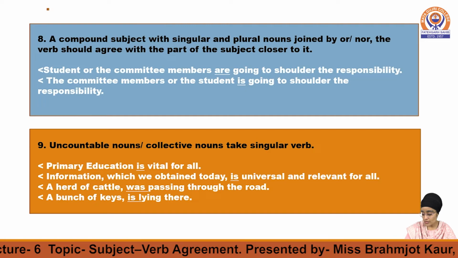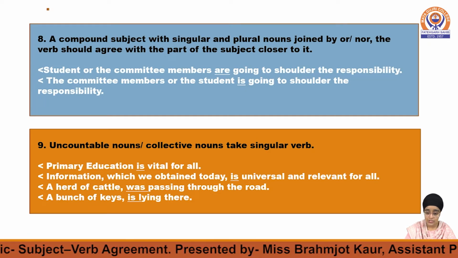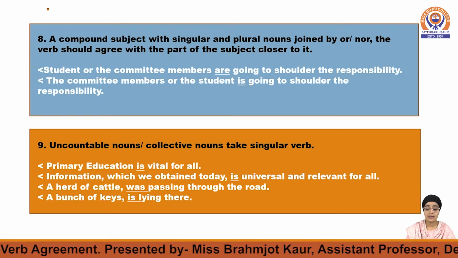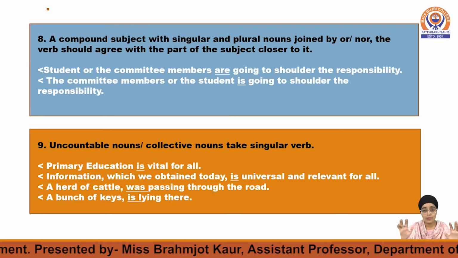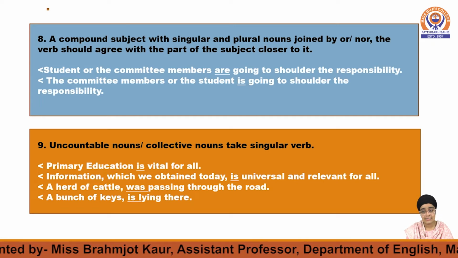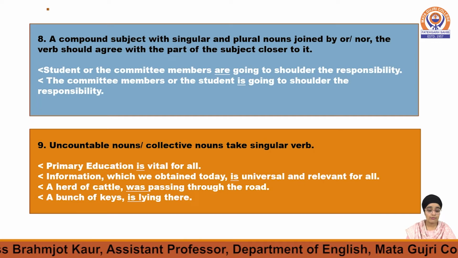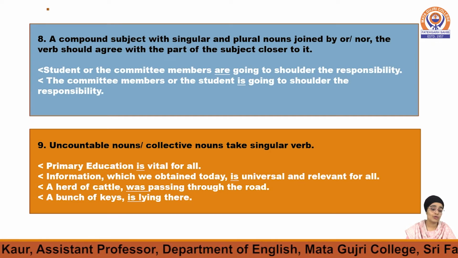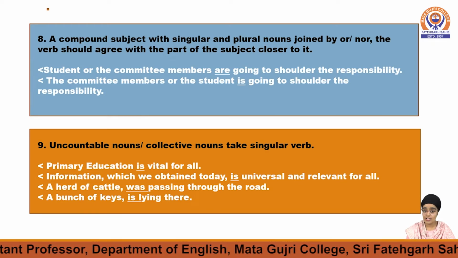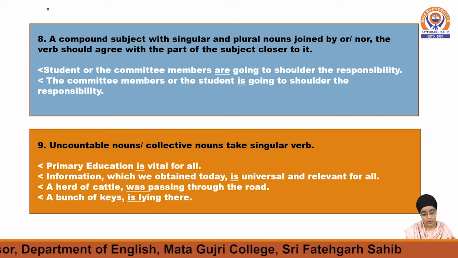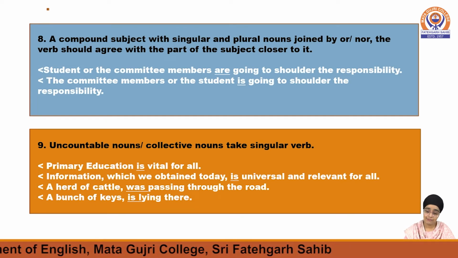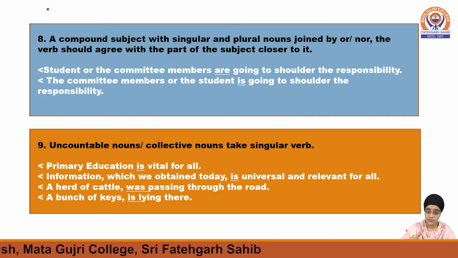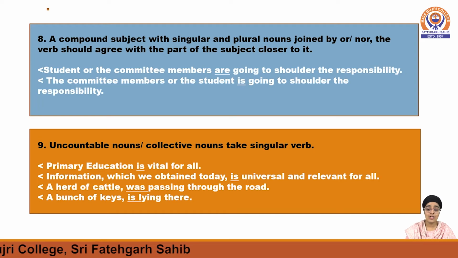Ninth and the last rule, where you have uncountable nouns or you have collective nouns, you will take them as a singular subject because you are talking about one entity or you are talking about something which is uncountable. Then you take it as one entity, a singular subject, and therefore take a singular verb. Primary education, it is uncountable, is vital for all. Information which we obtained today, again a subordinate clause, do not consider it, ignore it. So information is universal and relevant for all. So these were uncountable nouns, first two. Second two, a herd of cattle was passing through the road. So a herd is a collective noun, take it as singular. And last one, a bunch of keys is lying there, not are lying there. I hope this is clear to you.